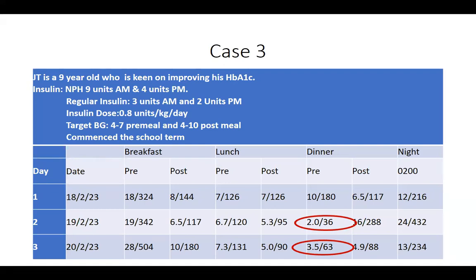Again, I emphasize: teach the child how to check the sugar, look for a pattern, and start with the first low sugar. One of my colleagues is going to come and say, okay, now that you have low sugars and you've been able to manage that, let's see if you have high sugars. And now we'll talk about how we adjust our insulin to avoid the high sugars. Okay. All right.